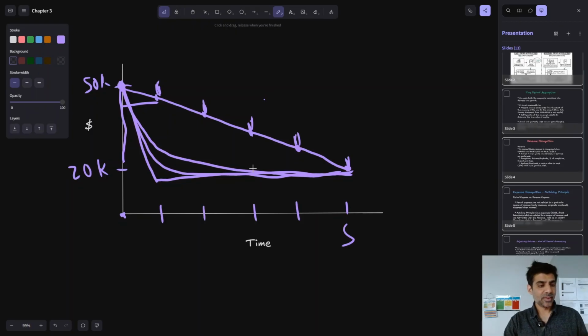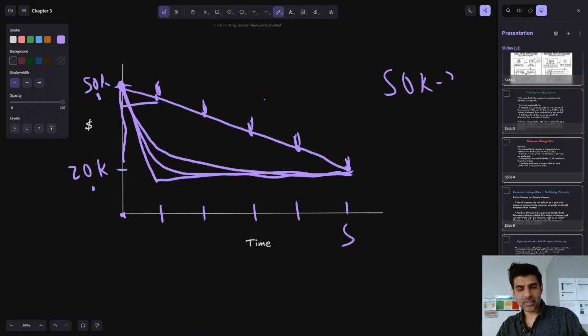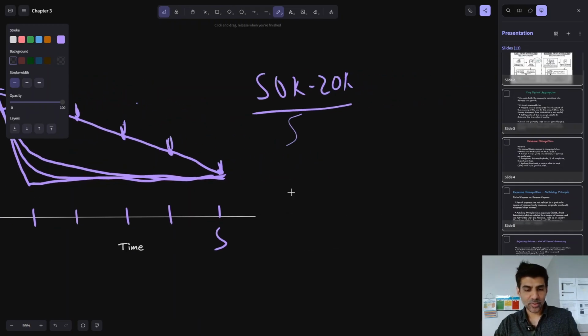Because it's the easiest. So in this case, how much is it per year? If we're going from 50,000 to 20,000 over 5 years, what is the yearly depreciation? Yeah. How did you get that? Exactly. 50K minus 20K divided by 5. That's equal to 6,000 per year.